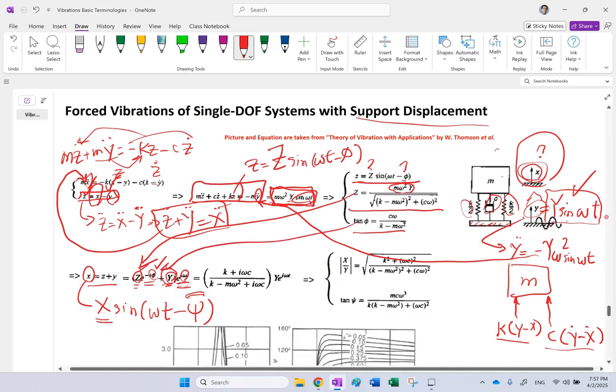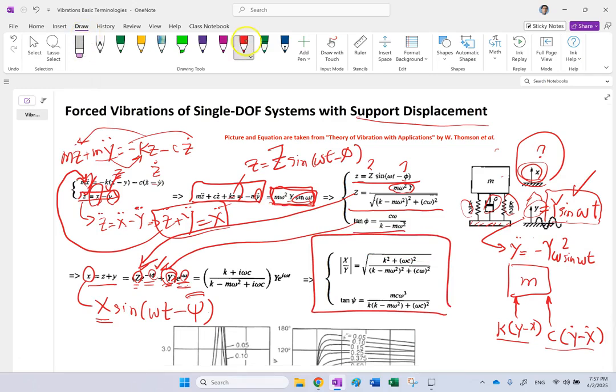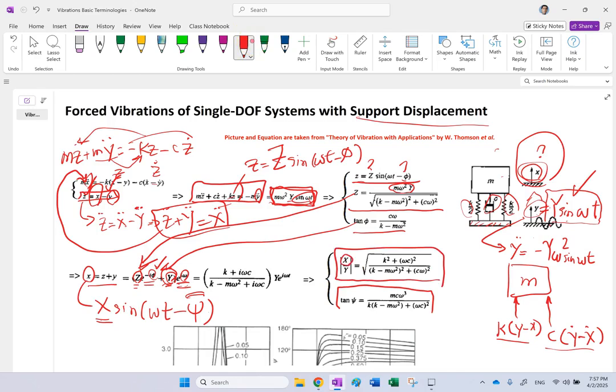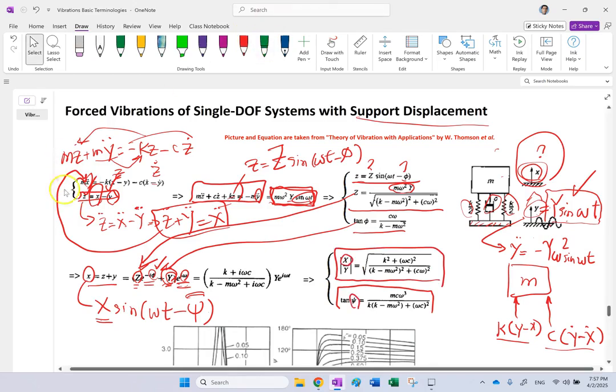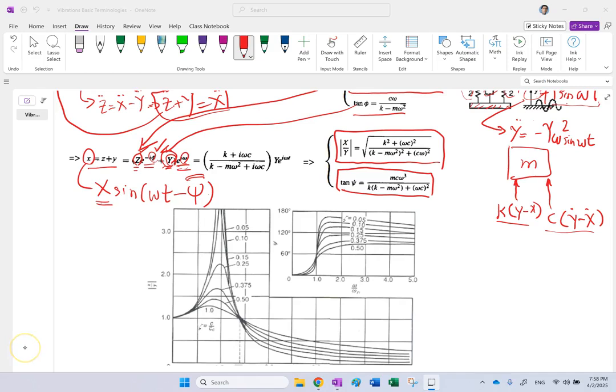And this is what I have on the right-hand side, as you can see. I can find magnitude X over magnitude Y. It is going to be this function. And I can find tangent of psi, and that is going to be this function. There we go. So now what? Now I got the magnitude of my response, and I got the angle of the response. And I can plot them again.